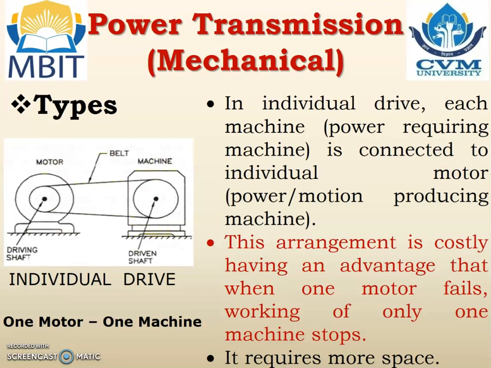Another thing, if one motor fails, right, only machine number 1 will stop working. The other 2 machines continue to work because the other 2 motors are running. And that is known as the individual drive, where one motor, one machine.